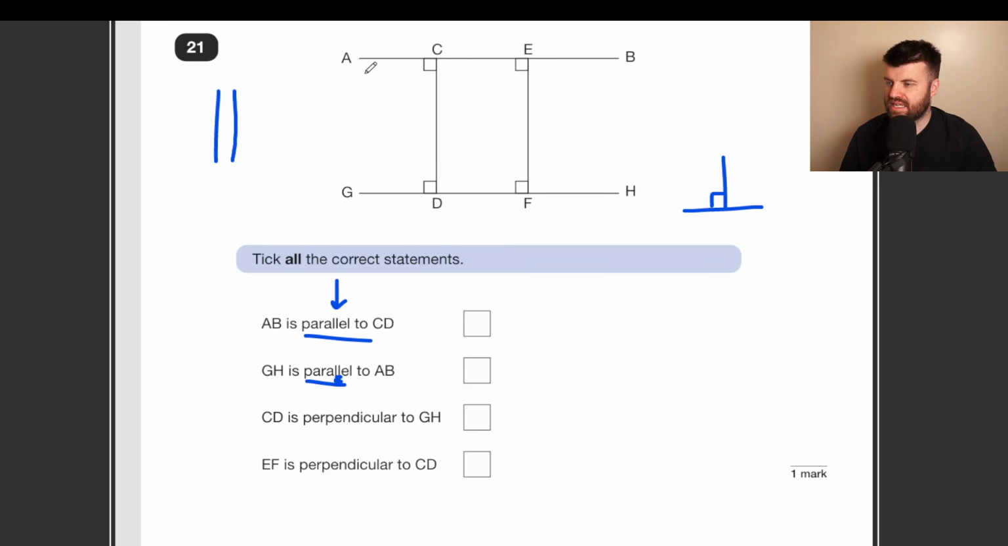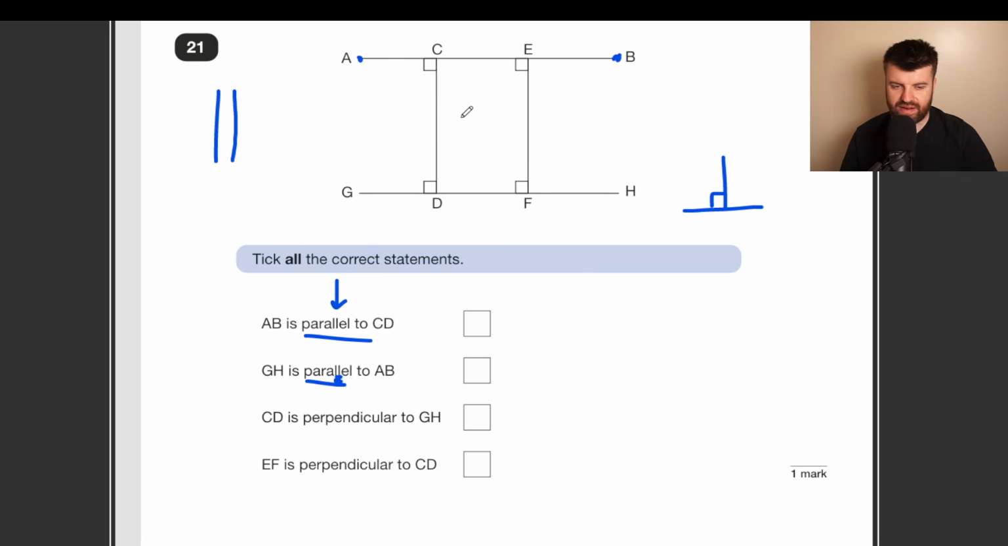AB is parallel to CD. So AB is from this point to this point. So it's this line. That's AB. Parallel to CD. C goes to D down here. They are not parallel. That's perpendicular. So I'm not going to tick that. It's incorrect. Let me get rid of those lines.